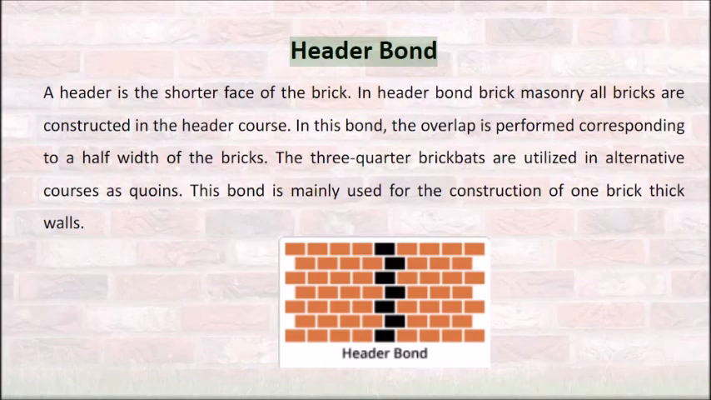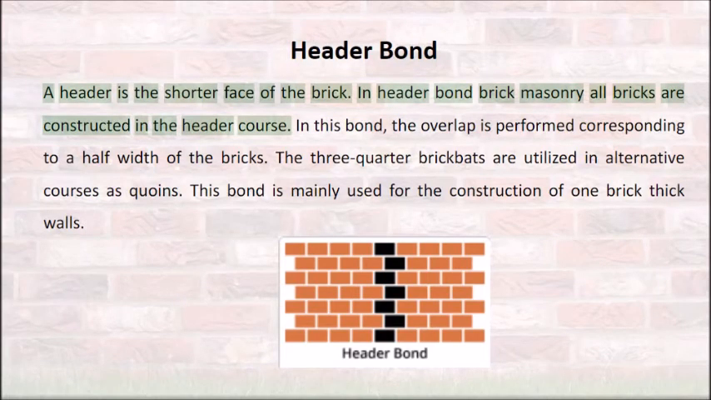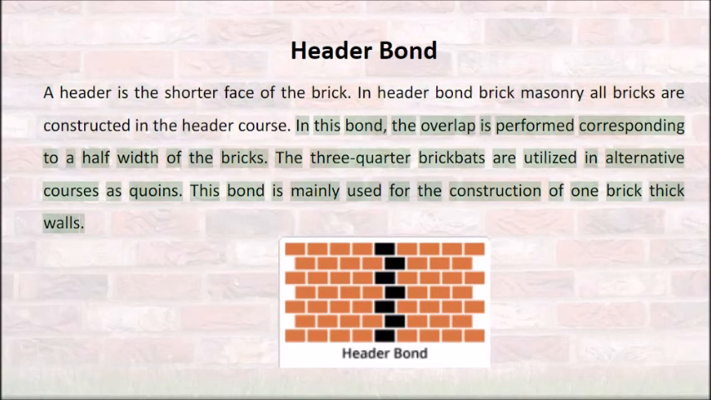Header bond. A header is the shorter face of the brick. In header bond brick masonry, all bricks are laid in header courses. In this bond, the overlap is half the width of the bricks. The 3/4 brick bats are utilized in alternate courses as quoins. This bond is mainly used for the construction of 1 brick thick walls.